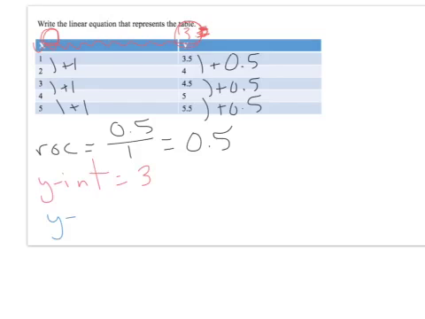So our equation, y equals mx plus b, so we'll fill that in. So y equals, m is our slope or rate of change, so 0.5x plus the y-intercept, which is 3.